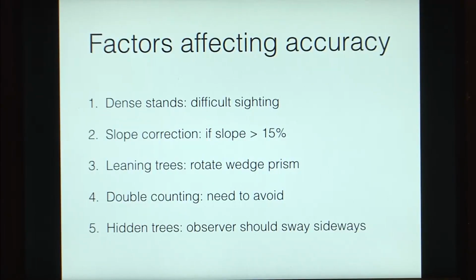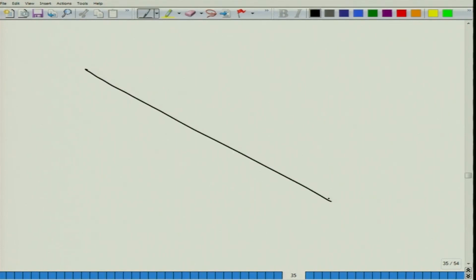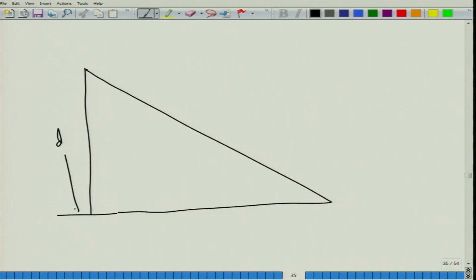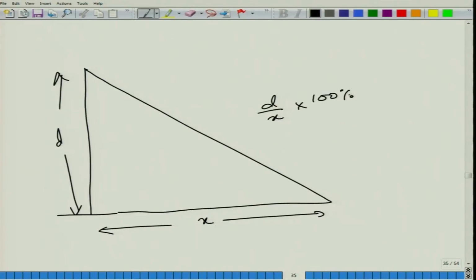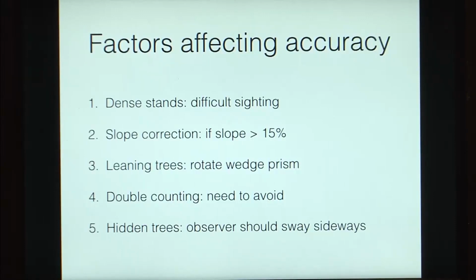Plus, if the slope is greater than 15%. When we say a 15% slope, what we mean is, suppose this is your slope. What is a 15% slope? If you define a horizontal, then the vertical displacement, let us call it d, as a percentage of the horizontal movement. So, basically d by x into 100% is the slope in percent. So, if the slope is greater than 15%, then you might need a slope correction.